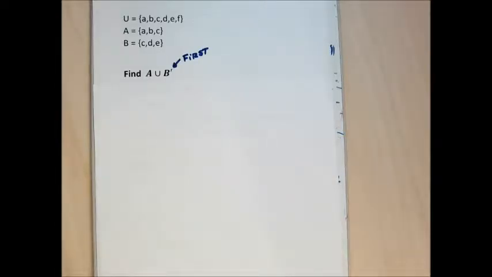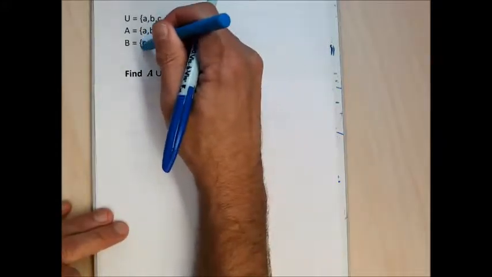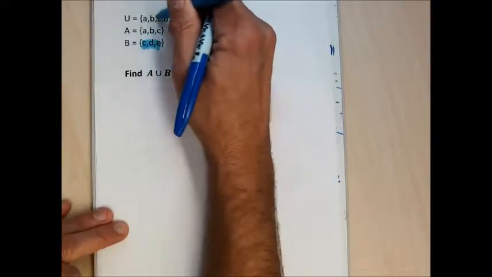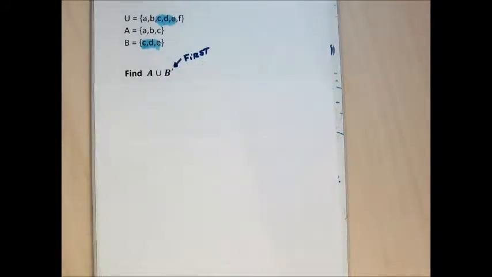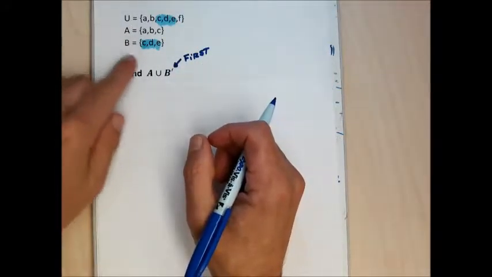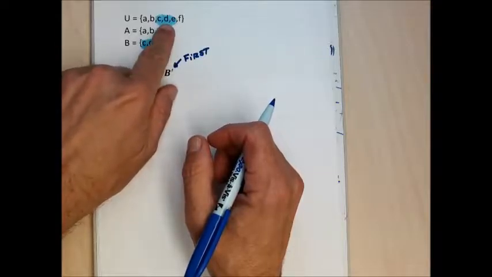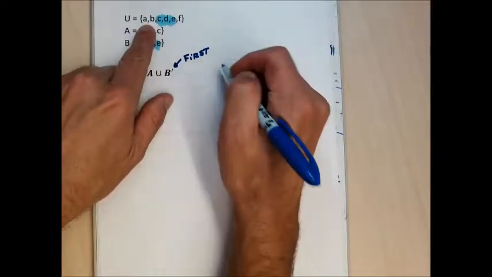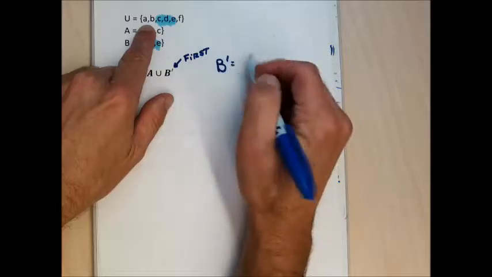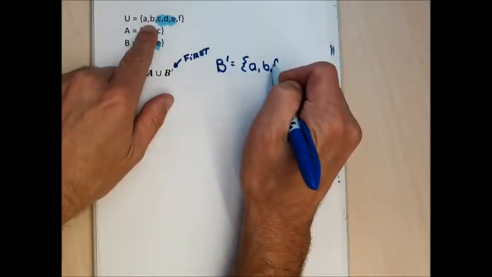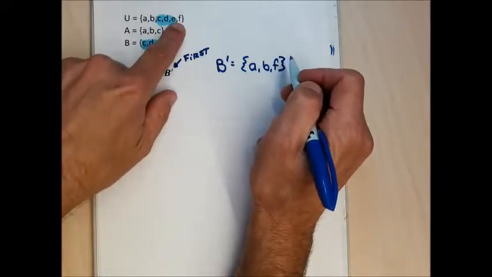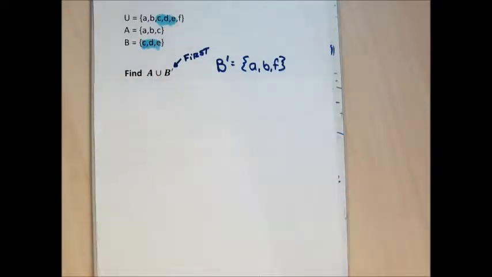And it's real easy to find B complement, because to figure out B complement, I'm just going to look at set U, and B complement is going to be all the elements in set U that aren't in set B. Well, there's set B, C, D, and E. So B complement is going to be the set that contains A, B, and F, because those are the letters that are in the universal set that aren't in set B. So the first thing I wanted to do is find B complement, and B complement is A, B, and F.